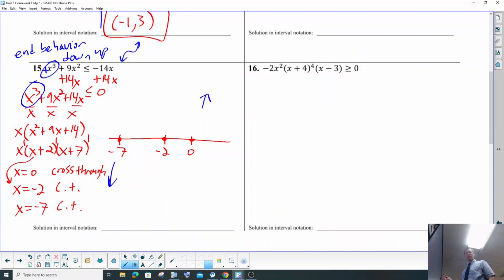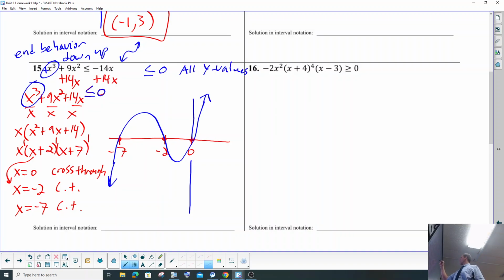So now we're going to cross through, cross through, cross through. So our y-axis is actually here, and our y-intercept is actually on 0. Okay, ready? So we're going to cross through, and cross through. Nice. So now it asks for all numbers less than or equal to 0. What does less than or equal to 0 mean? All y values, right? We want all the y values that are below the x-axis. That's the x-axis, that's the y-axis.